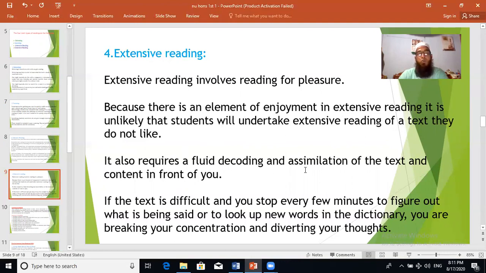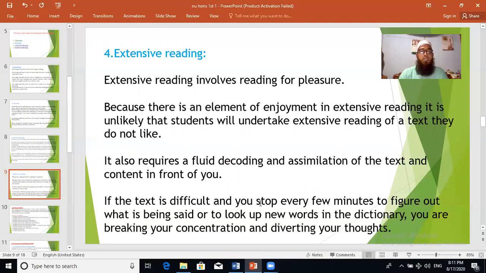It also requires a fluid decoding and assimilation of the text and content in front of you. That means when you are reading a text or a story, there are some ideas and knowledge that should be decoded. I mean, you need to understand the text. If the whole text remains very difficult to you, you cannot understand anything, it seems to be Greek to you, so you will not feel like reading it. So the text should be such that you can understand something of it and you enjoy it. And you can associate, assimilation means you can associate your own ideas with the ideas and knowledge of the text. In that case, you will find interest in reading the text.